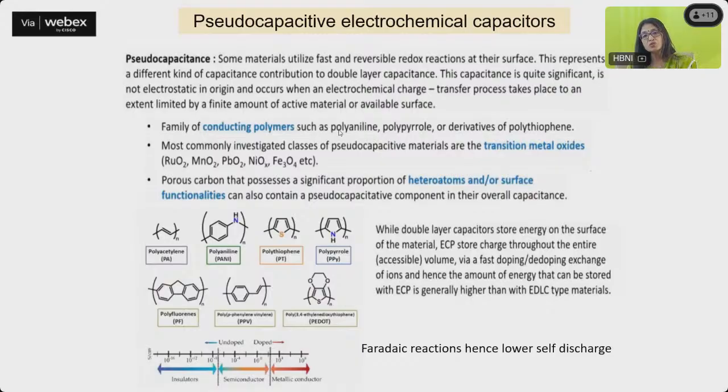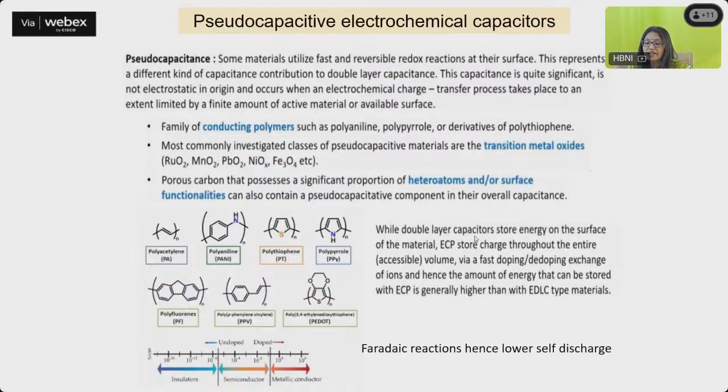So what are the materials which are going to give you this kind of pseudocapacitance? It is mostly the family of conducting polymers such as polyaniline, polypyrrole, or the derivatives of polythiophene. And also various transition metal oxides. They are very good pseudocapacitor materials, like ruthenium oxide, manganese dioxide, lead dioxide, nickel oxide, Fe3O4. So all of these are very good pseudocapacitive materials. And also carbon materials can be used for pseudocapacitors, provided you have some heteroatom doped onto it, or you have some other functional groups present on the carbon. If you have that kind of carbon material, that can also show pseudocapacitive behavior.